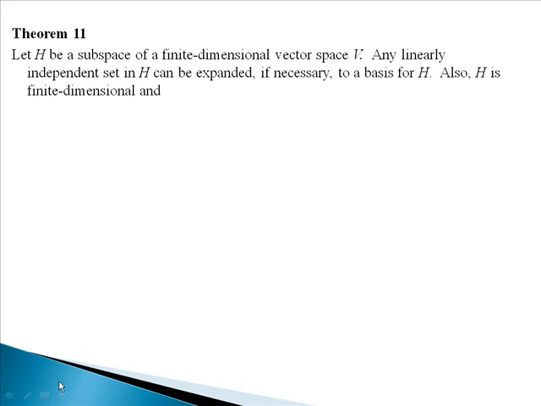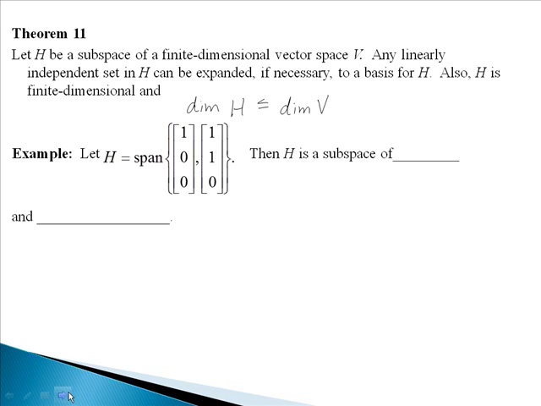Now let's look at Theorem 11. We're going to let H be a subspace of a finite dimensional vector space V. Any linearly independent set in H can be expanded if necessary to a basis for H. Also, H is finite dimensional, and we have that the dimension of H is less than or equal to the dimension of our vector space V.